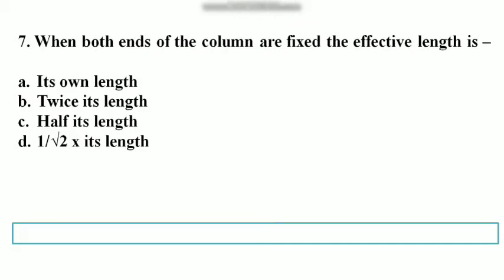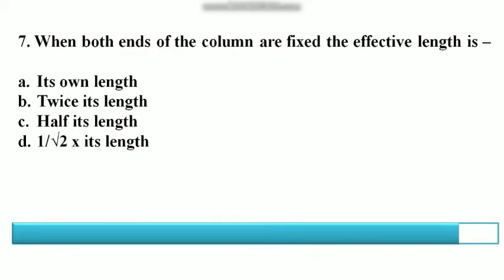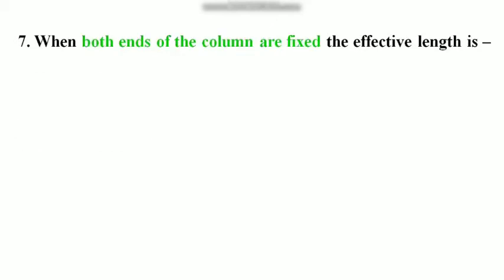When both ends of the column are fixed, the effective length is: option A, its own length; option B, twice its length; option C, half its length; and option D, 1 by root 2 into its length. Here the condition is given: both ends of the column are fixed. So in this case the answer will be half its length. The effective length is half of its length.